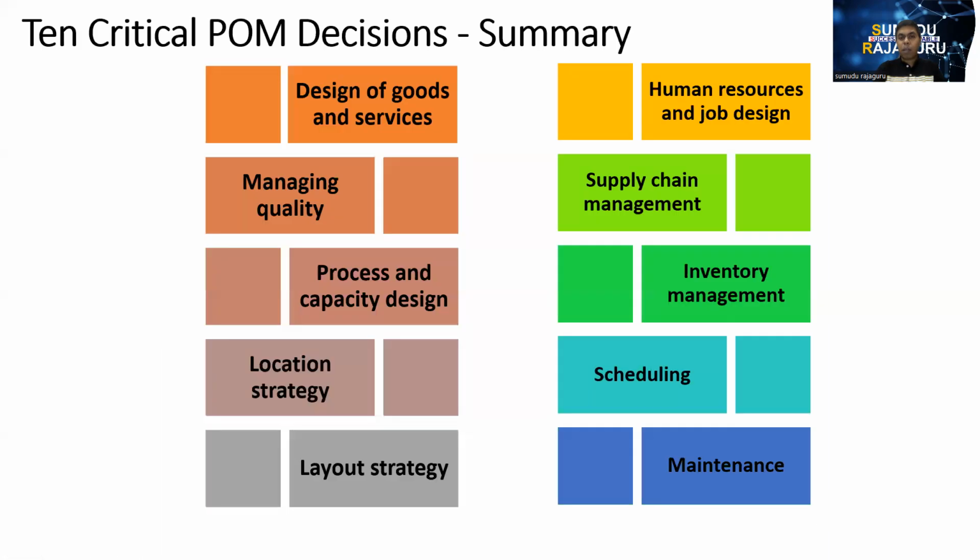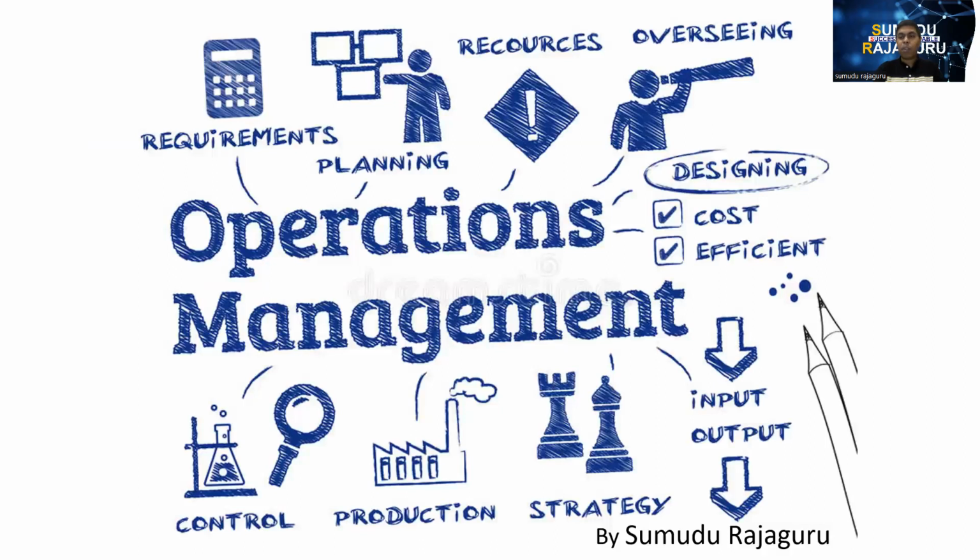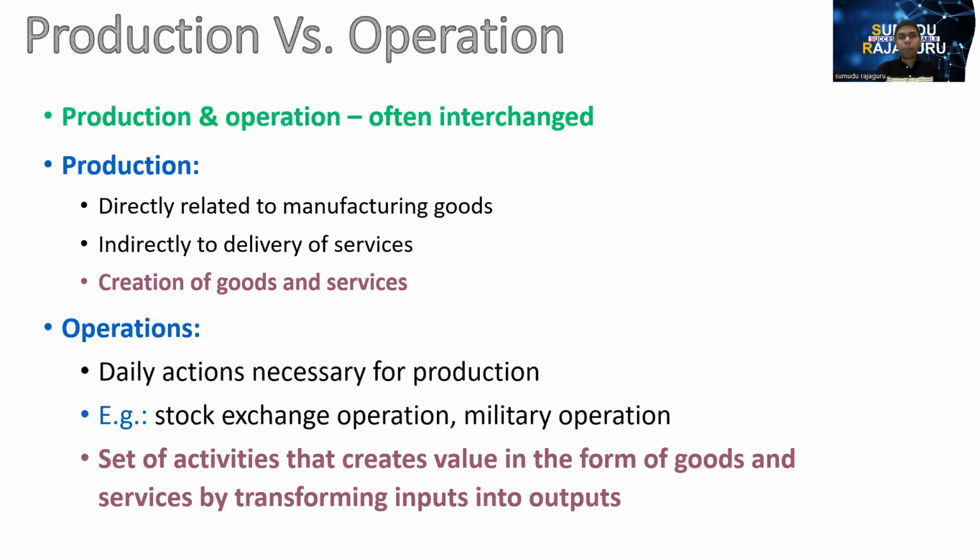Okay, so I would like to summarize all things within a few minutes, then you will again understand what we have discussed. Actually, we have discussed the very basic things related to operation management. First, we have to understand the difference between production and operation. Production is directly related to the manufacturing of goods. The operation is the daily action necessary when we do the production activity. So production and operation are two different things, but operation is a sub-element of production.